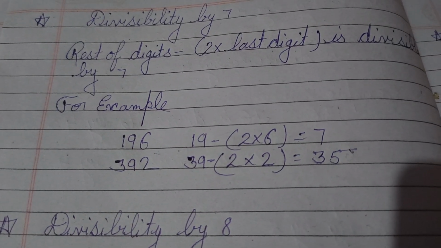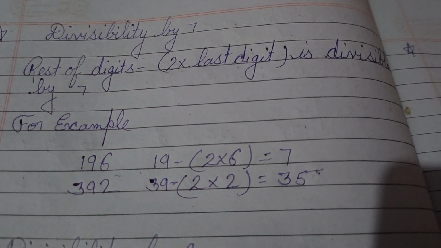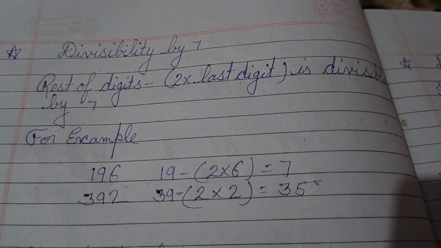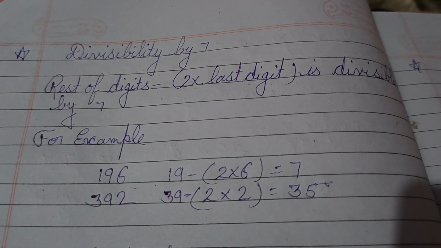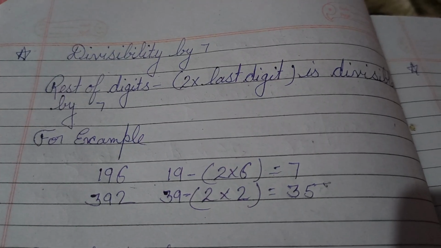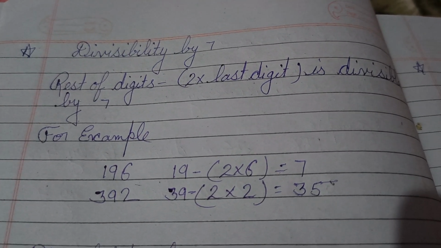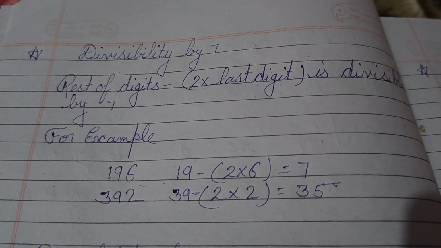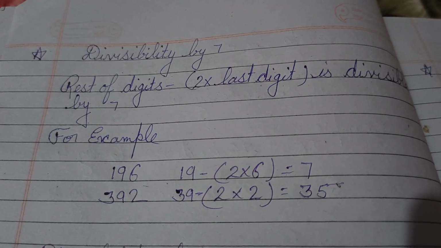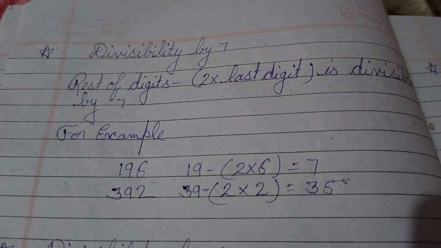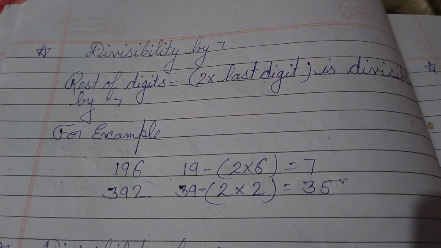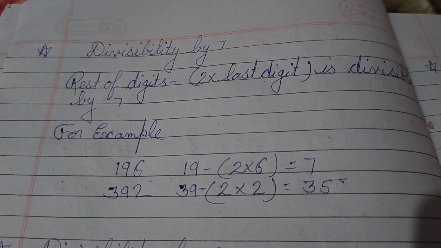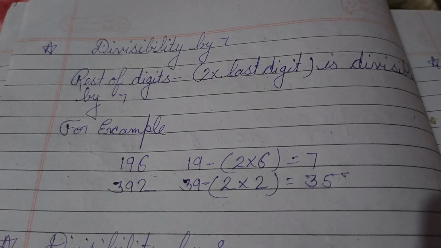Now take another example, 392. Here the last digit is 2 and the rest of the digits form 39. So we will do 39 minus 2 into 2, which is equal to 35, which is divisible by 7. So 392 is also divisible by 7.